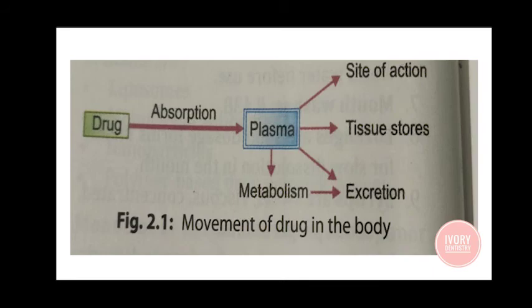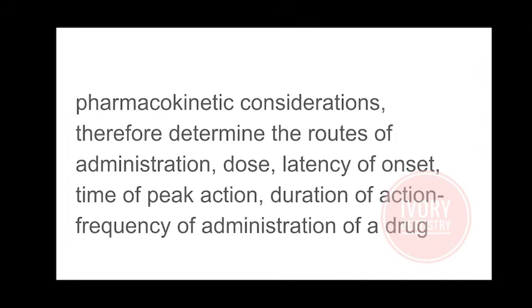This is the schematic depiction of pharmacokinetic process. When the drug is administered, it gets absorbed into the plasma and it may enter into the site of action or be stored in the tissue or get metabolized and then excreted. Pharmacokinetic considerations therefore determine the routes of administration, dose, latency of onset, time of peak action, duration of action, and frequency of administration of the drug.